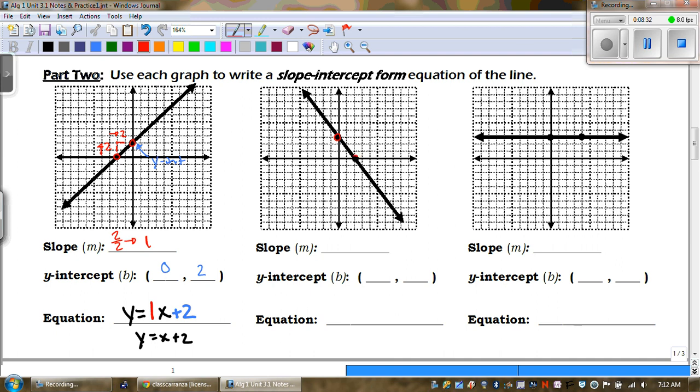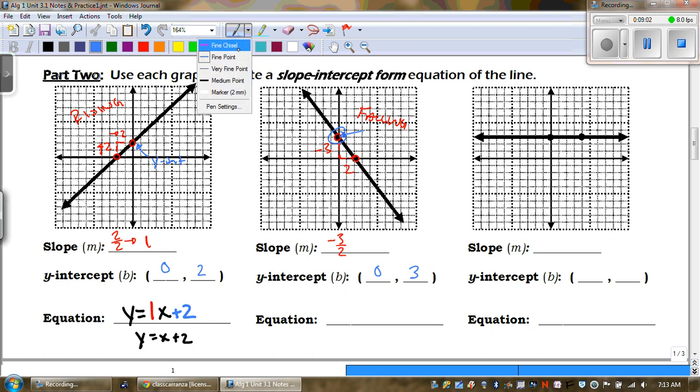Our next one, is this graph rising or falling? Good, this graph is falling. And we could have said that our other one is rising. Okay, and this one we go down 3 over 2. So my slope is negative 3 over 2. And can we reduce that? No. And then remember, this is our y-intercept, and that y-intercept is at (0, 3).